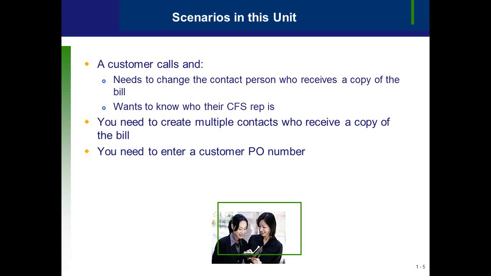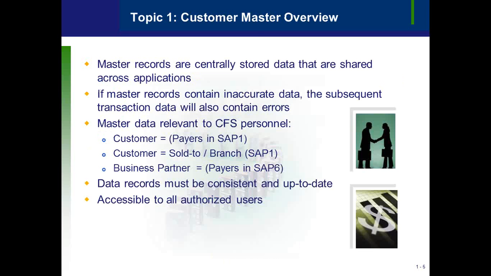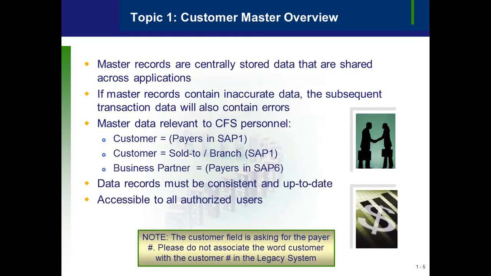So this was a lot of customization in this particular system. They said they need to change a contact person who receives a copy of the bill. They want to know who their representative is, and they need to create multiple contacts and just different things that apply to their job role. So again, they can relate to it. Talks a little bit here about customer master overview, and then again, we have a different terminology here in the little pop-up here in the bottom that talks about the customer field is not this, it's now this.